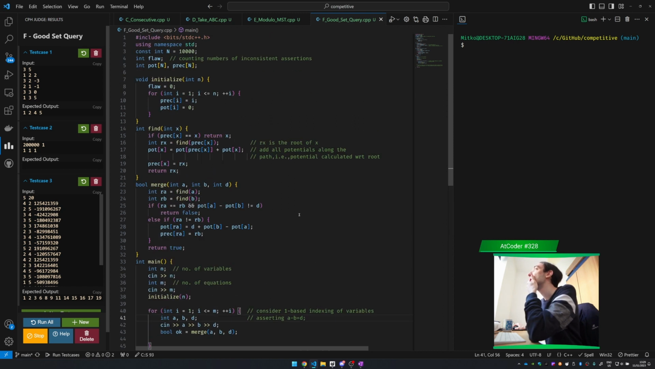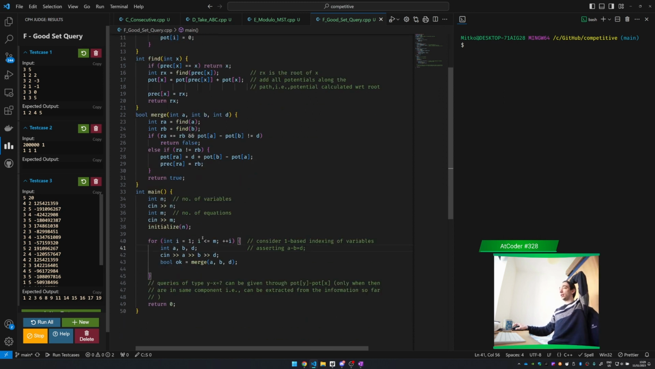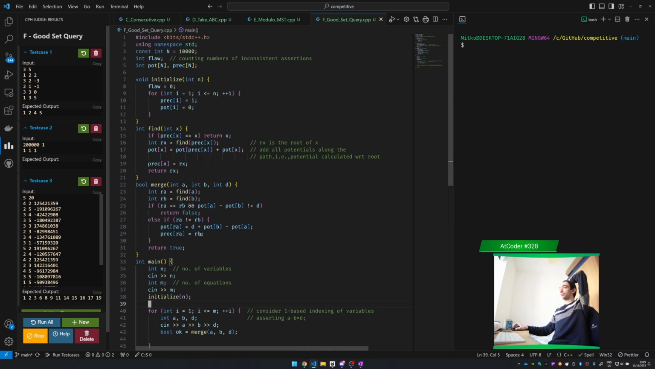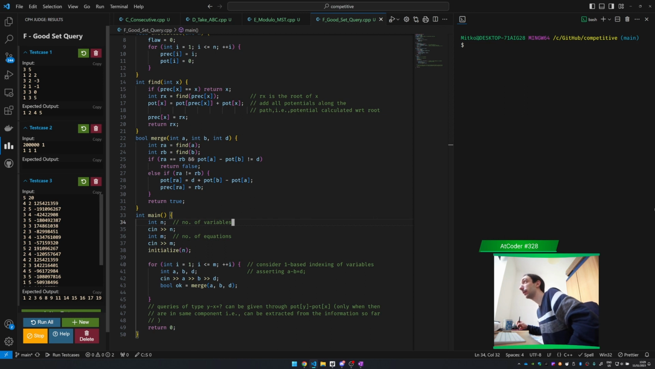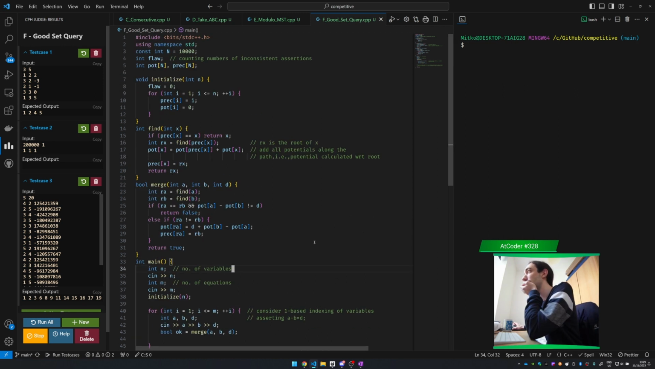Oh, this is different. We need to maintain it differently. But it's the same idea with the DSU. So number of variables. We say that, yeah. So yeah, okay. I mean, yeah, this works, right?